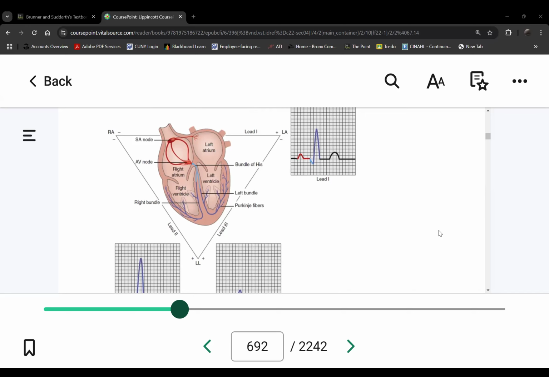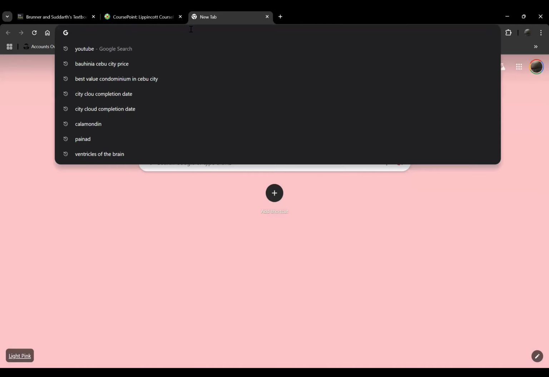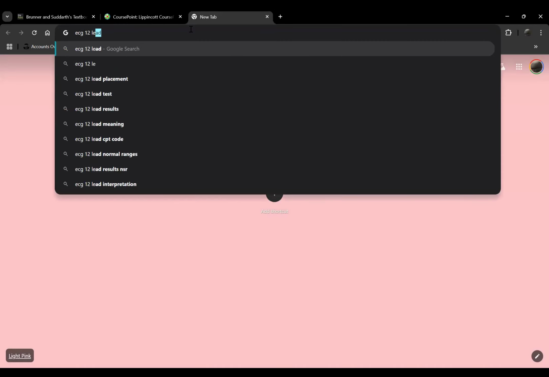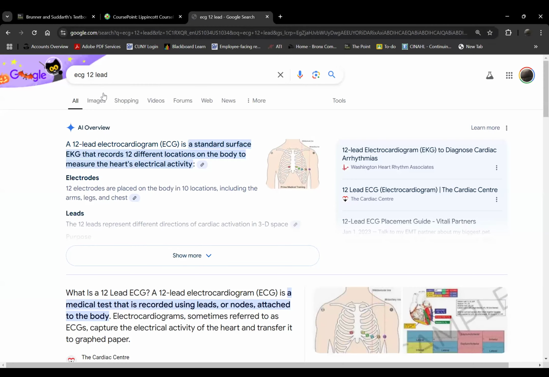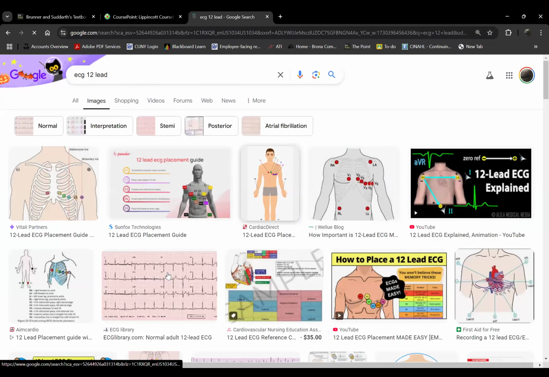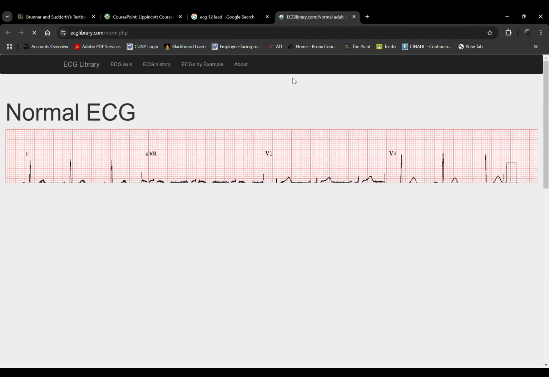Okay? I don't know if that's clear as mud, but think of a 12-lead ECG as 12 different photographers looking at the heart at different angles. They're looking at the same heartbeat, the same electrical impulse. However, they're looking at it from different angles. So that's why they look different. We don't have a 12-lead ECG reading on your textbook, so let's look online. So here's an example of a 12-lead ECG.